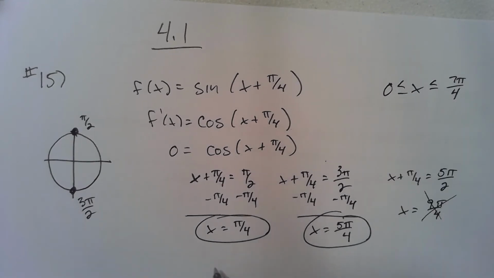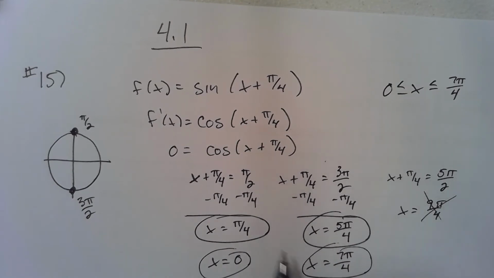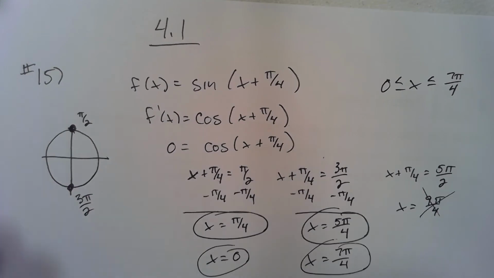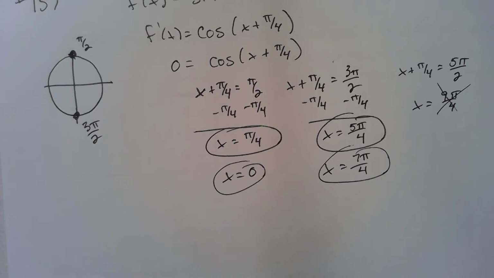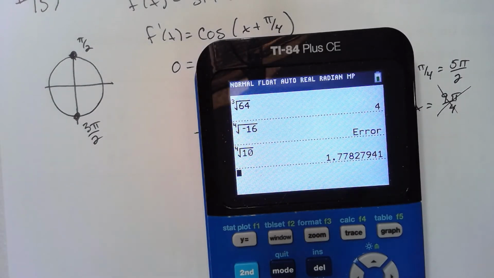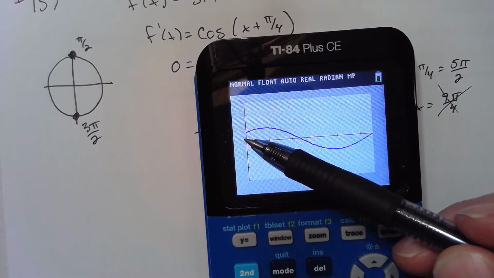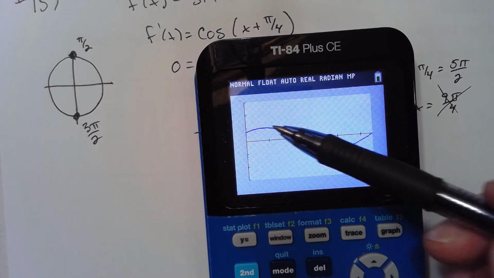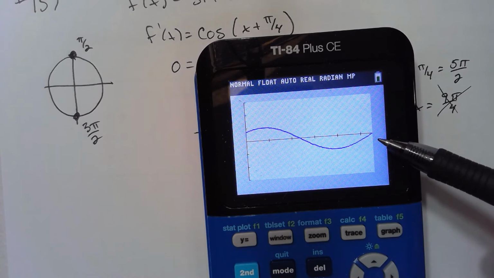So then we have to check our endpoints at x equals 0 and x equals 7 pi over 4. So our extrema will be found in these four x values. Alright, so now you can graph the original, and I changed the window, made it look pretty. So we've got a local min right there, we've got an absolute max here, we've got an absolute min down here, and we have a local max right there.